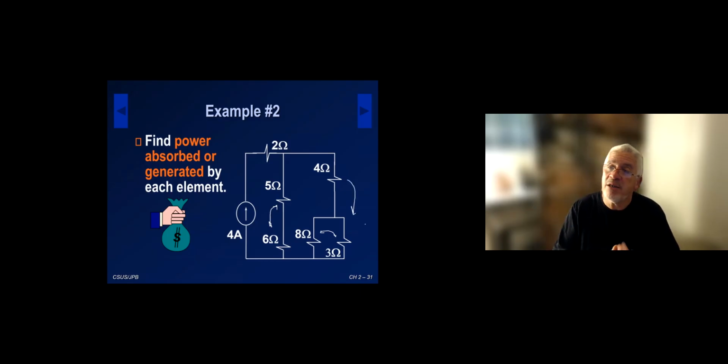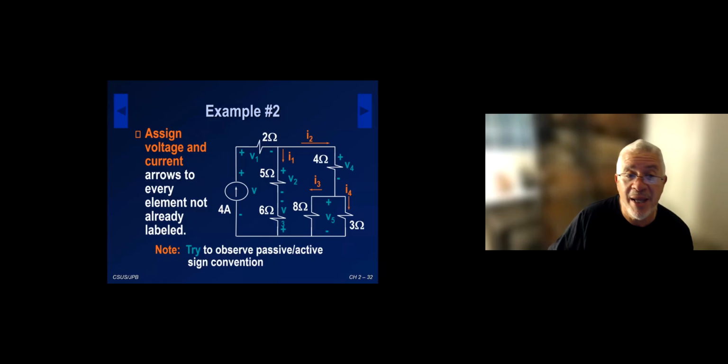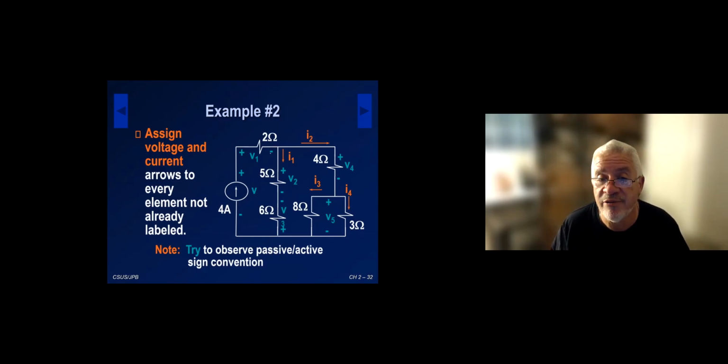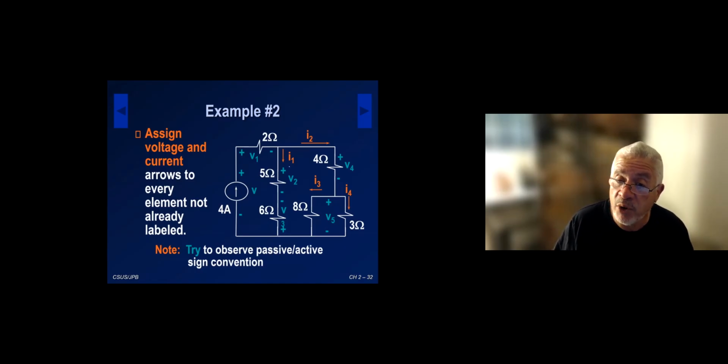Before I start combining, I need to put some current or voltage, or both, on these elements so that I keep track of where I am as I'm combining. So in the next circuit here, I assign some voltage and current. Now, I try to follow the passive sign convention. For the resistors, I assign my voltage V1 a positive polarity on the left and a negative on the right, because the 4 amp current is coming into it. For the 5 ohm, you have V2 here.